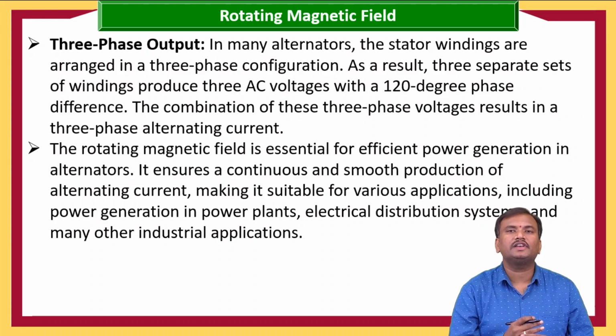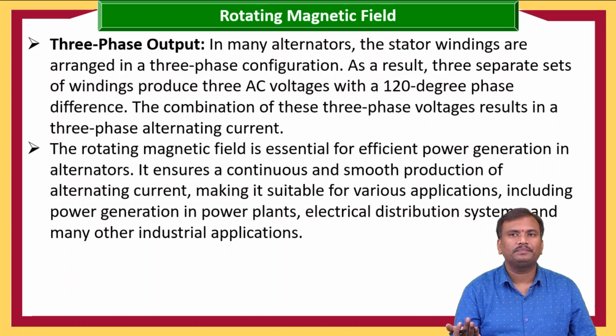We need a smooth sine wave. In order to generate a smooth sine wave, we need a perfect rotating magnetic field, which will generate perfect power with a smooth change in the voltage as a sine wave. So because of this reason, these alternators and synchronous generators are used in power plants, or wherever we want to use them in the electrical distribution system.